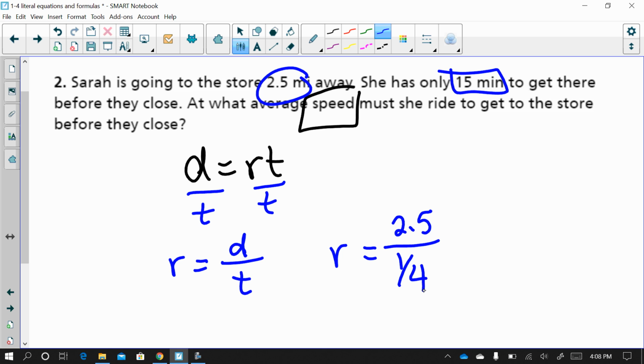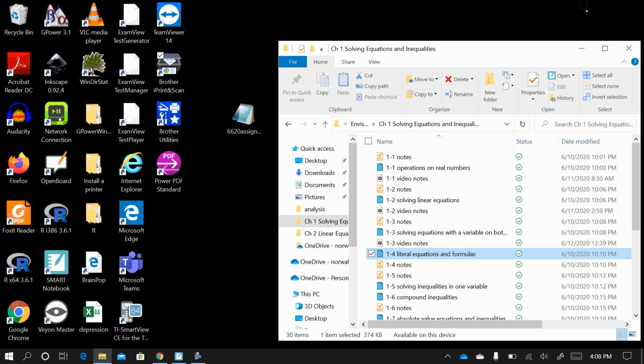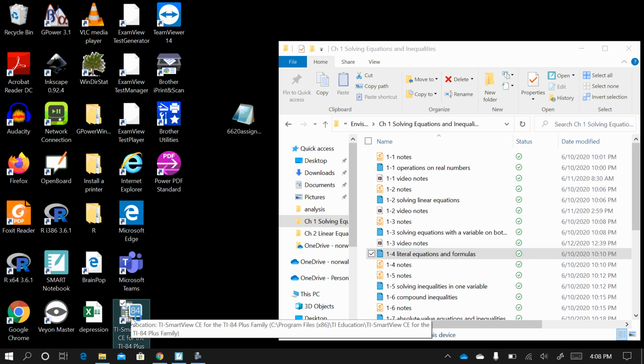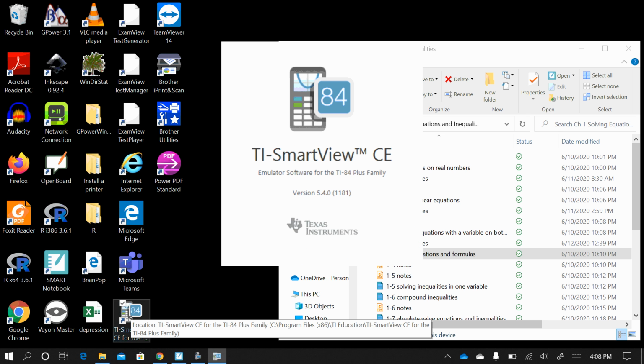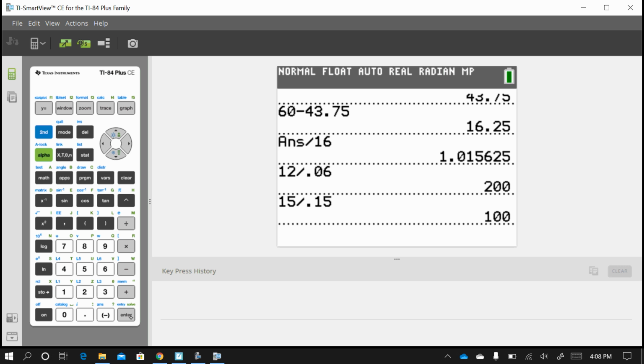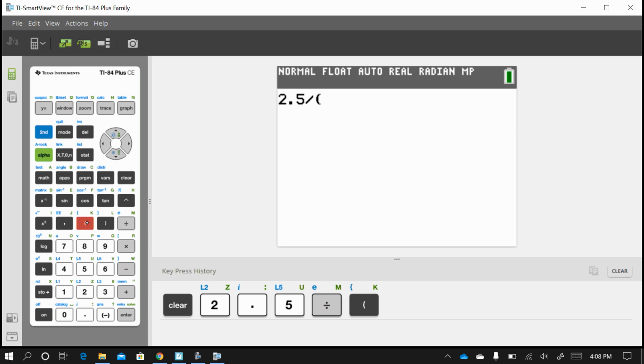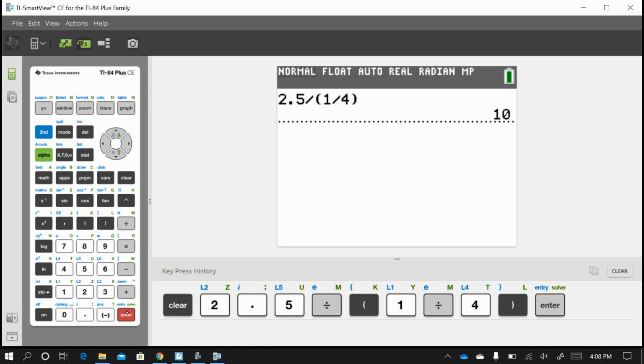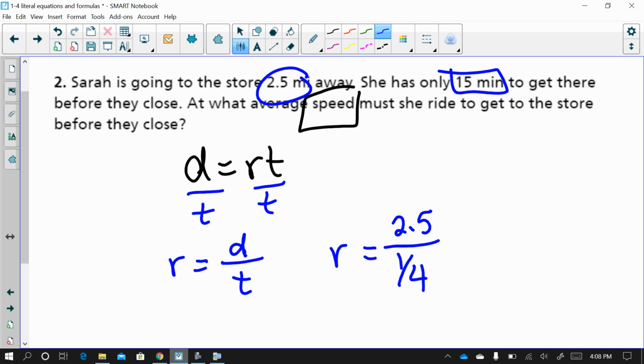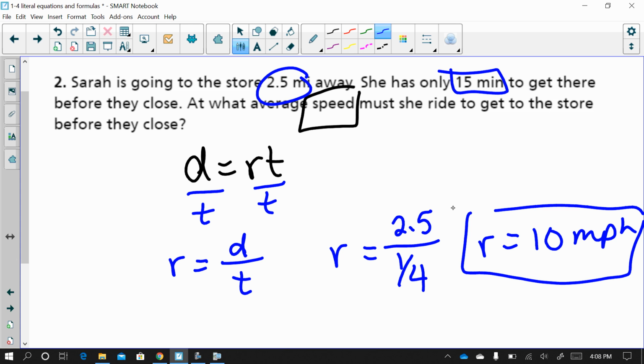So now all I need to do is 2.5 divided by 1/4, and I don't have my calculator up, so give me a second. Okay, I want to do 2.5 divided by 1/4. 2.5 divided by, and I'm just going to use the division symbol for my fraction. 2.5 divided by 1/4 equals 10. So she needs to ride at an average speed of 10 miles per hour.